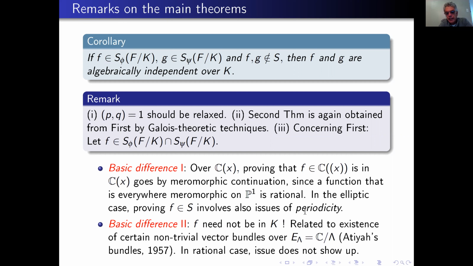And in the rational case, this issue of vector bundles does not show up at all because over the multiplicative group or the additive group, where the other difference equations take place, so to speak, there are no non-trivial vector bundles. So please remember these two basic differences, and this is what I would like to highlight in my talk.